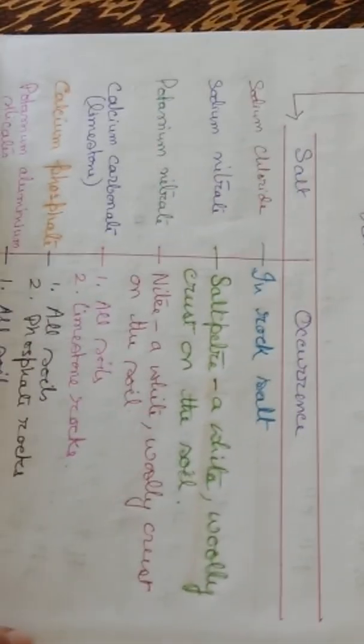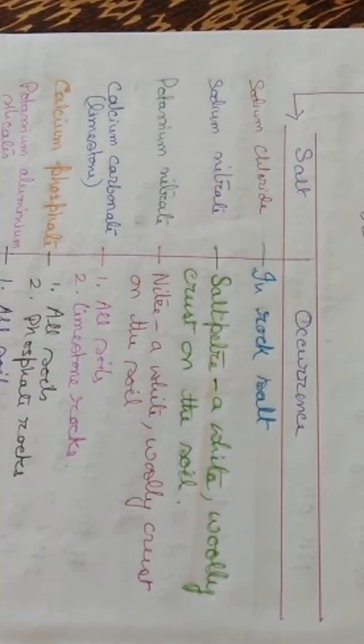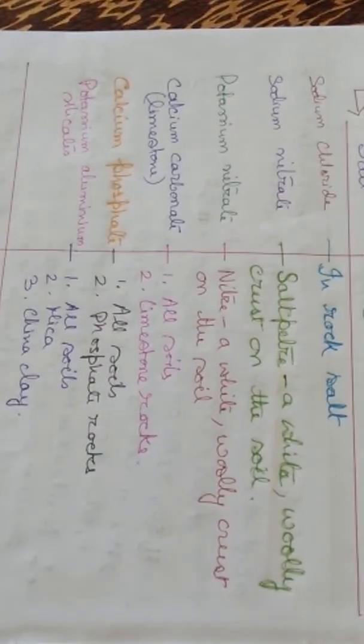In the rocks and soil, for example, sodium chloride is found as rock salt. Then sodium nitrate is found as saltpeter, a white woolly crust on the soil. Then potassium nitrate is found as niter, also a white woolly crust on the soil. Then calcium carbonate is found as limestone, in all soils and in limestone rocks. Calcium phosphate is found in all types of soils and in phosphate rocks. Then potassium aluminium silicates are found in all types of soil, and in mica or china clay.